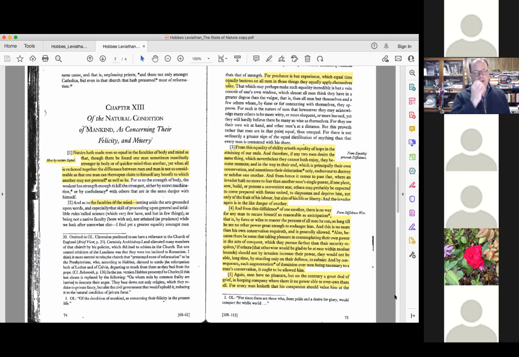Okay, great. Let's just pause there. Well, he says, for as to the strength of body, the weakest has strength enough to kill the strongest, either by secret machination or by confederacy, some vocab words, with others that are in the same danger with him. Okay, so the big question is Hobbes posits the equality of human beings.